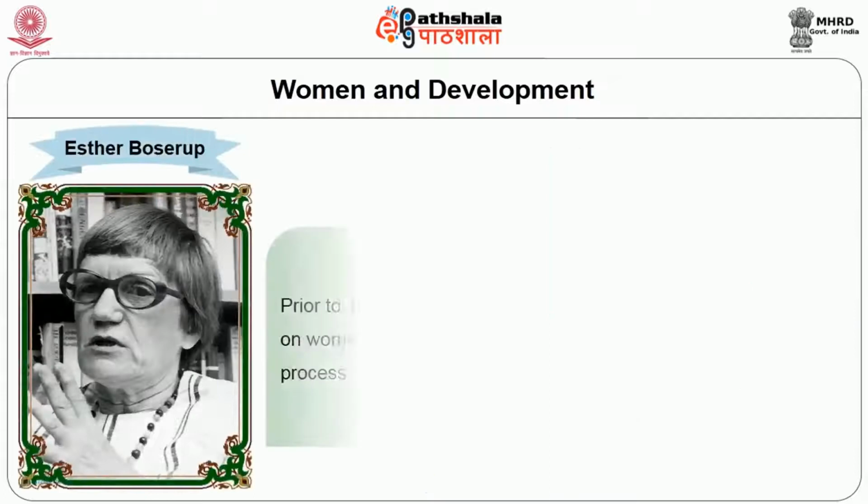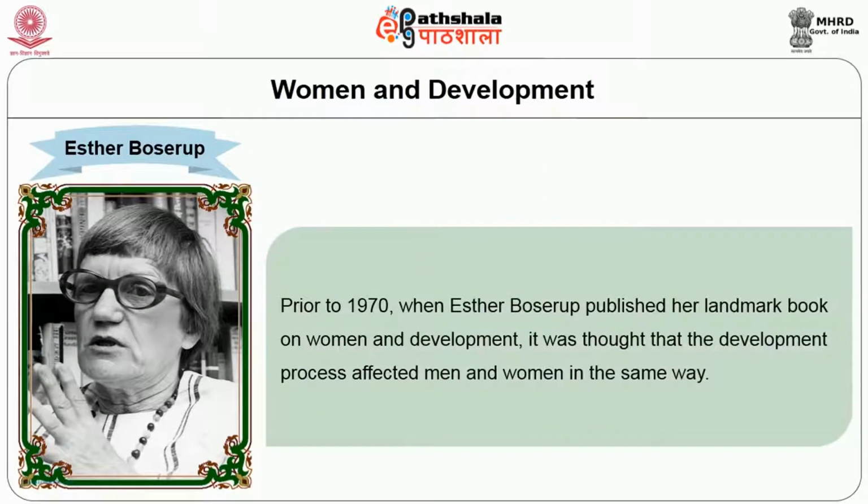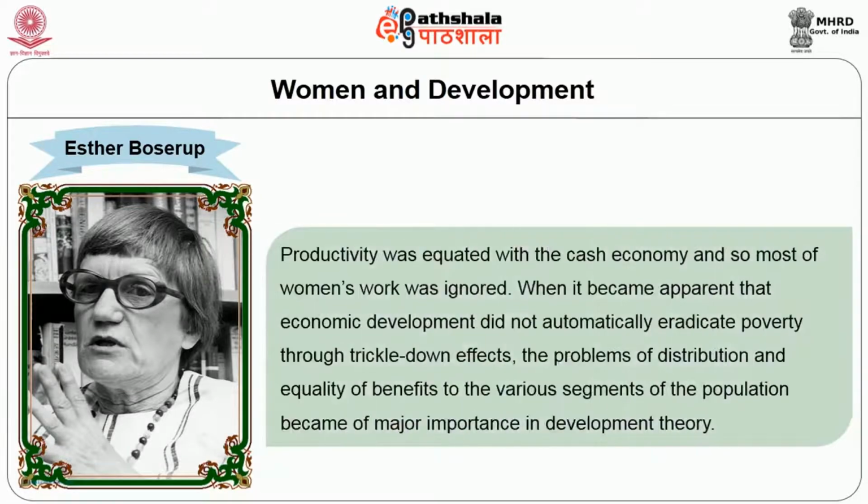Prior to 1970, when Esther Boserup published her landmark book on women and development, it was thought that the development process affected women and men in a similar way. Productivity was equated with the cash economy, and so most of the women's work was ignored. When it became apparent that economic development did not automatically erase poverty through trickle-down effects, the problems of distribution and equality of benefits to the various segments of the population became a major importance in development theory.